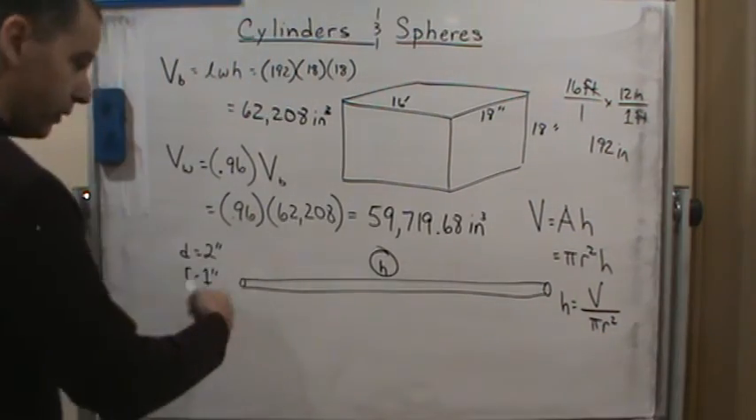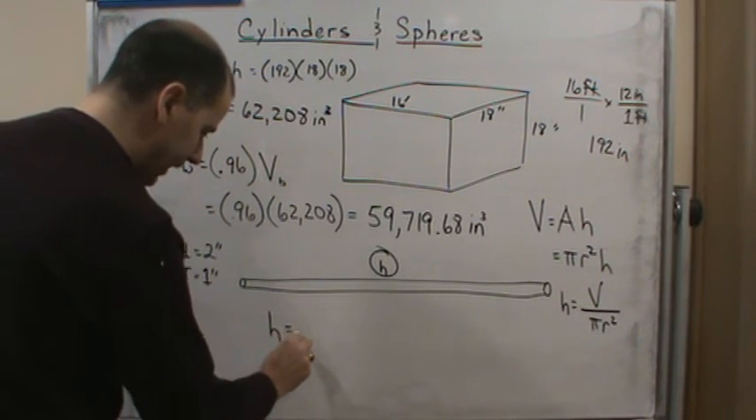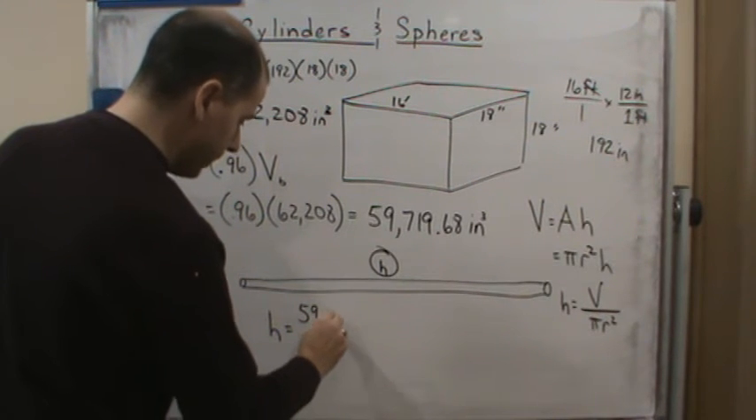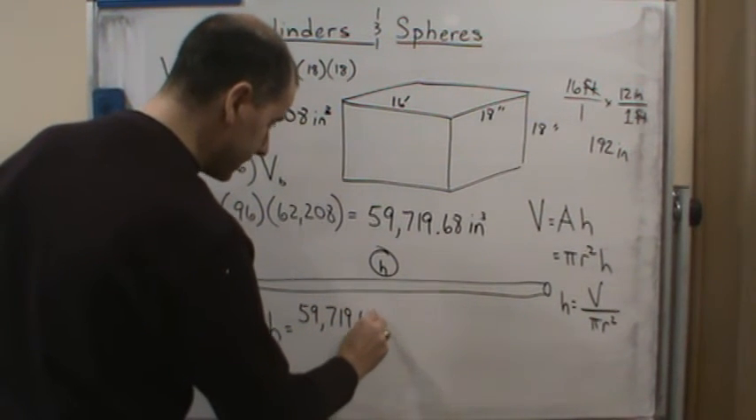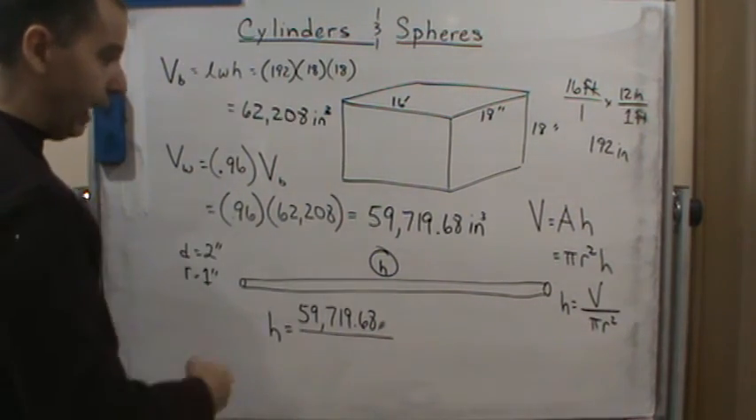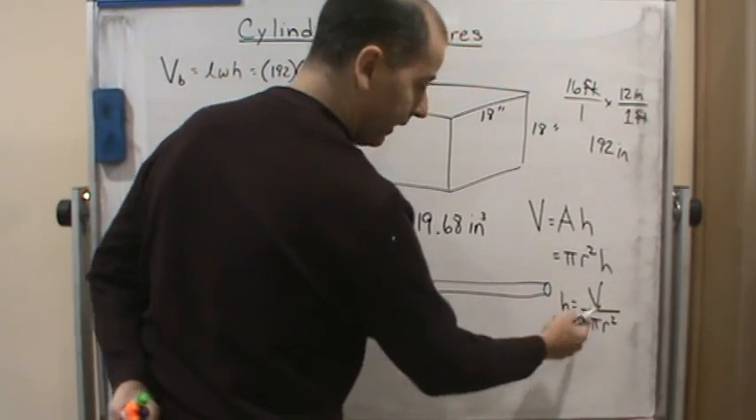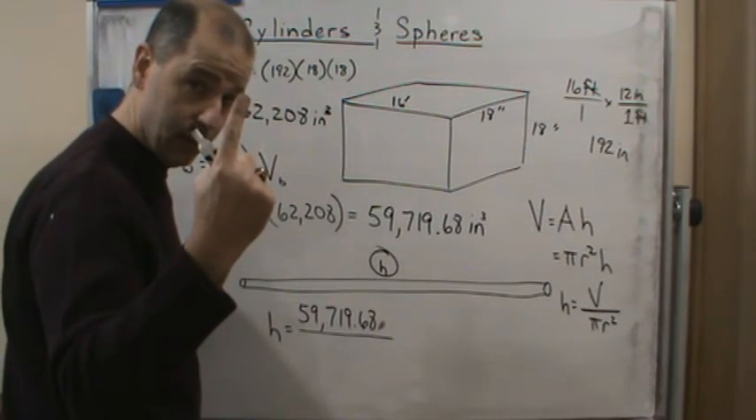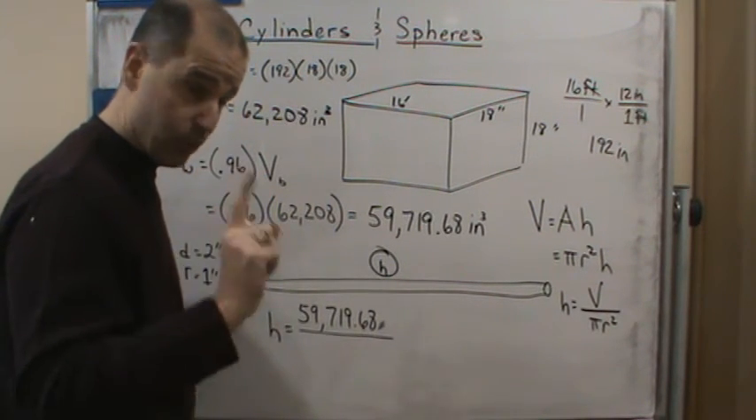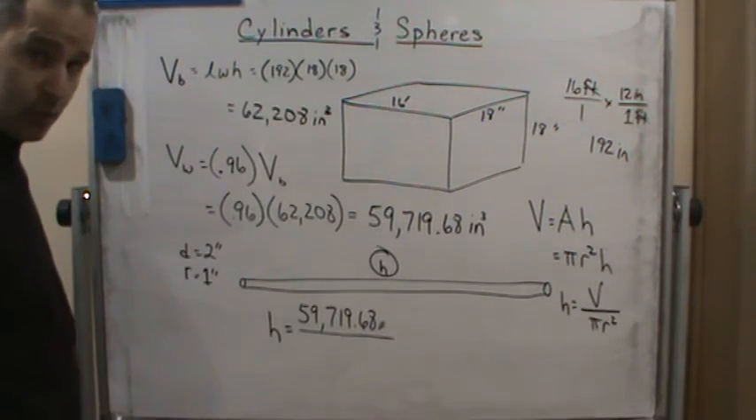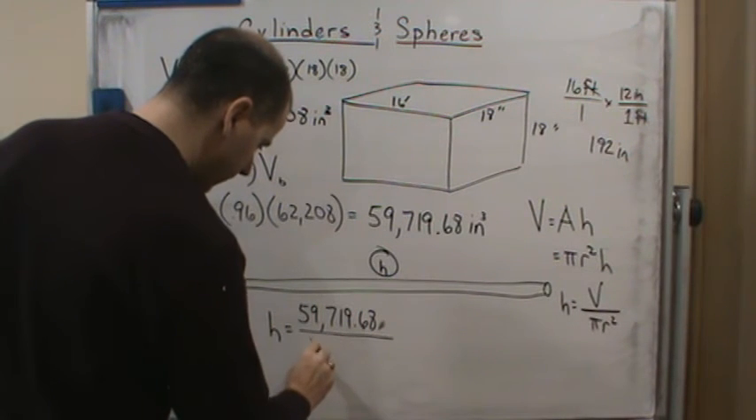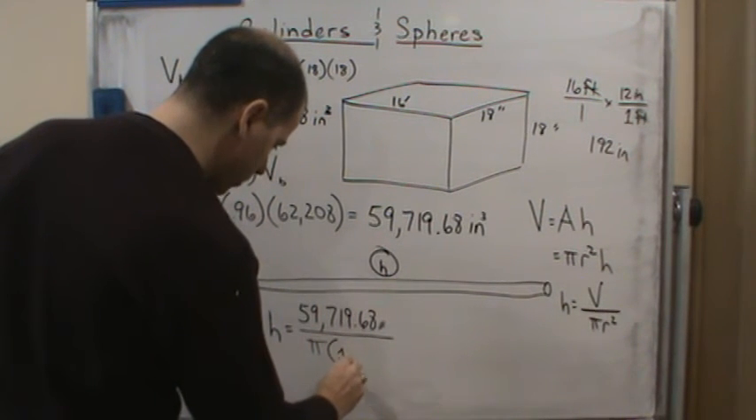So we can plug and chug now. h is equal to the volume, 59,719.68 cubic inches, divided by area. We're taking volume divided by area. That's going to give us a linear, one-dimensional calculation, which makes sense because length or height is one-dimensional. So pi times r squared, which is just 1 squared.